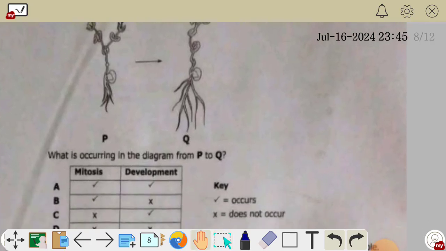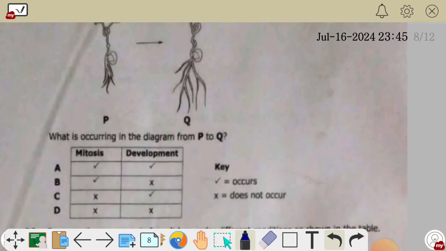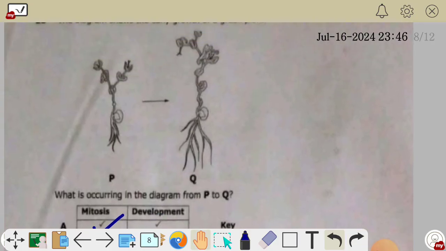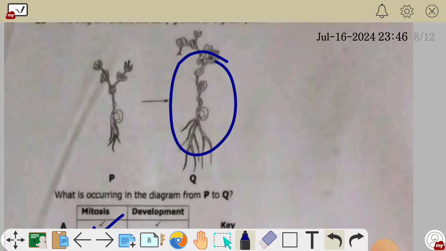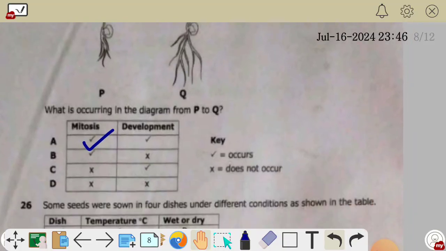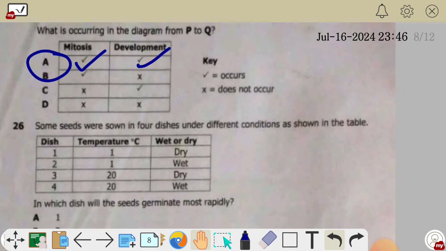So from P to Q, what is happening is that mitosis, which is division of cells, is taking place so that the plant grows. Okay, so the height of the plant will increase due to mitosis. So that is a tick. Then development. Development as well is taking place, where we see the plant is growing and it is growing bigger. So both development and mitosis are taking place here. So the correct answer is A. Okay, so 25, correct answer is A.